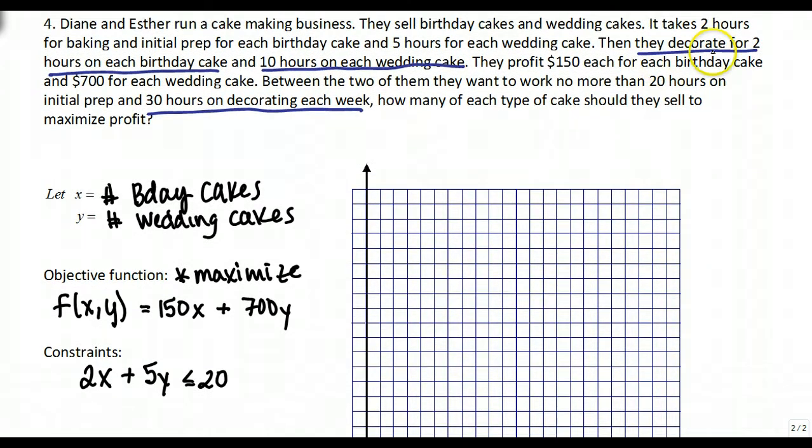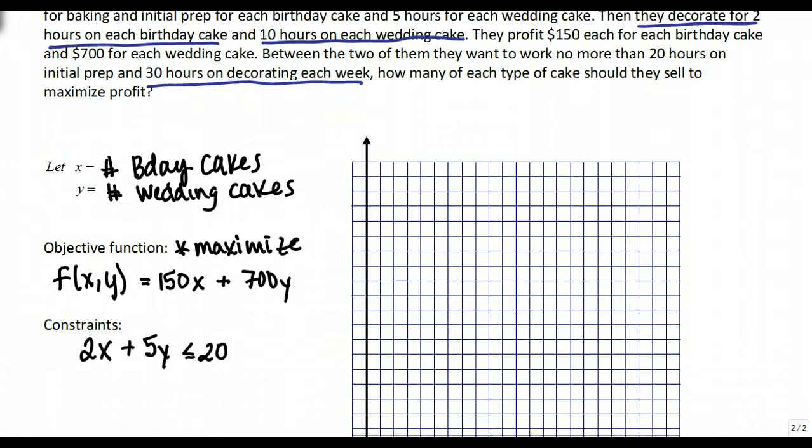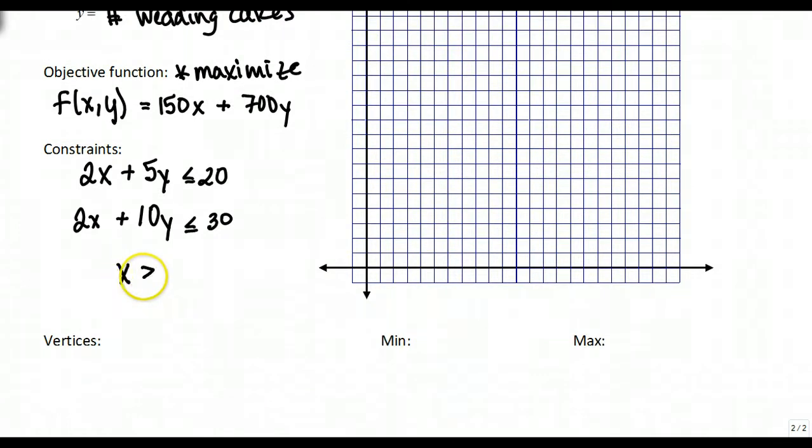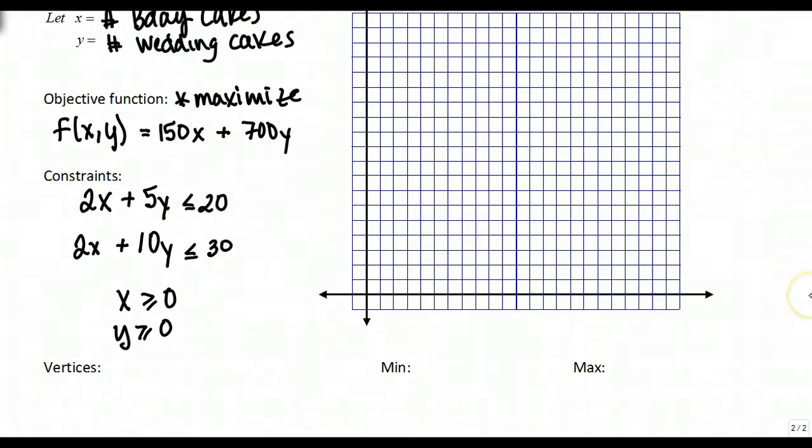Then I underline in blue every time I see decorating. So all of these pieces of information have to do with decorating. It says 2 hours per birthday cake and 10 hours per wedding cake. And then it says they only want to work less than or equal to 30 hours, right? They don't want to work more than 30 hours because that's a lot of hours. And then the last one is that x would be greater than or equal to 0, and so would y. They have to be positive because we can't make negative amounts of wedding cake. So we just create those as constraints.